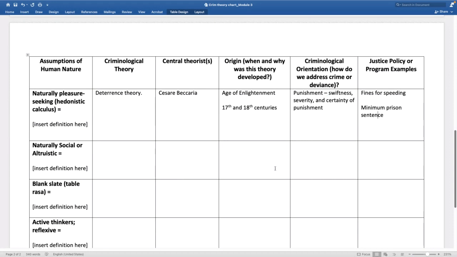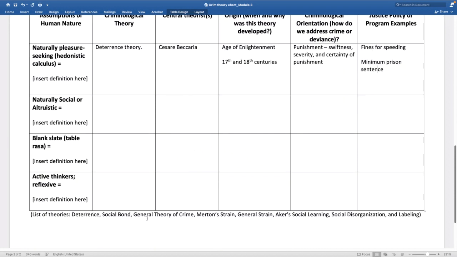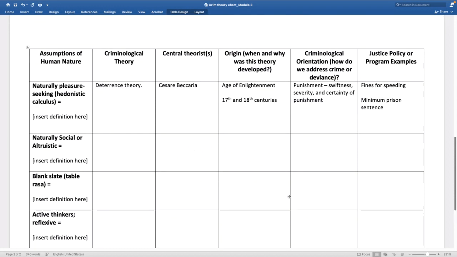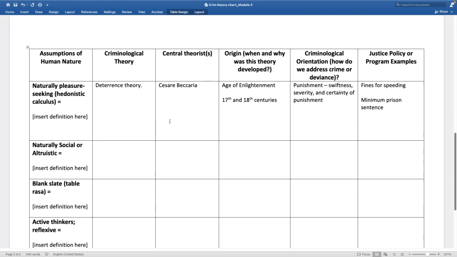Okay, and I do want to remind you that more than one theory can make the same assumption. So here is the list of theories. So for instance, under naturally pleasure-seeking, you may have another theory that falls under this assumption as well. And then you'll just put it in that same box.